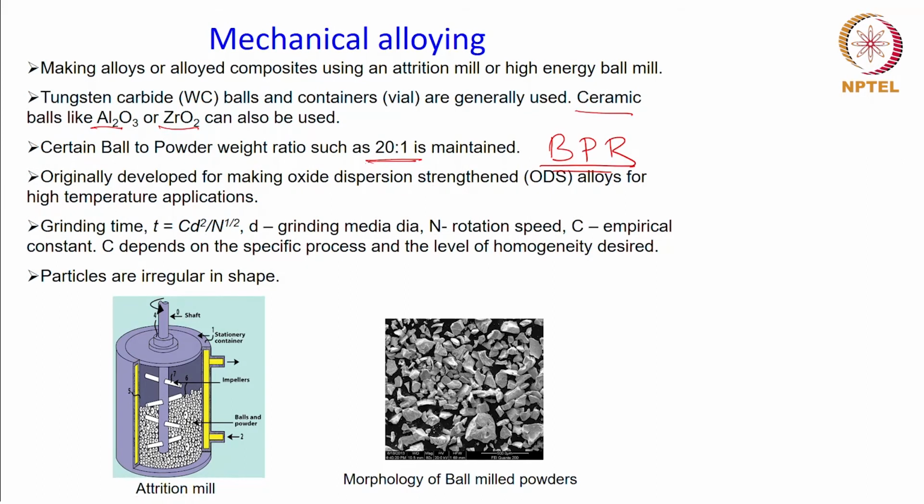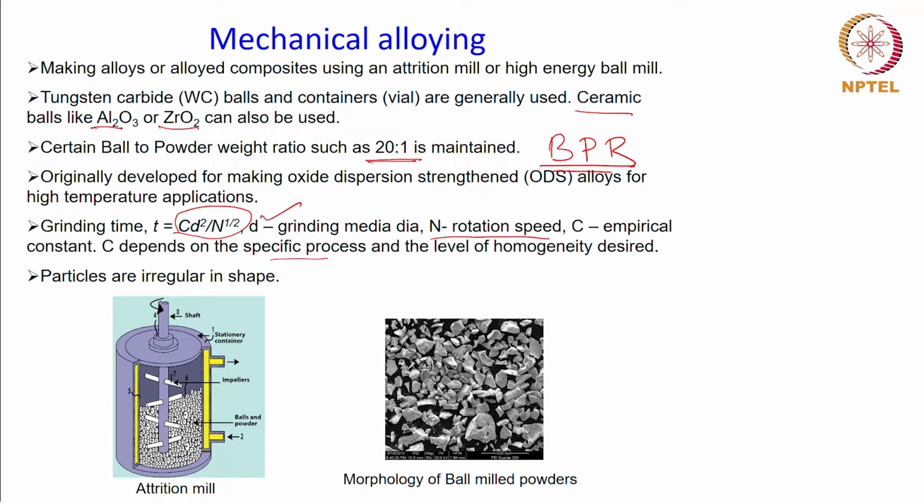Grinding time or milling time is a parameter, as I had mentioned before, and that time depends on certain other parameters which are given in this equation, wherein D is the size of the grinding media, that means the diameter of the balls, N is the rotation speed which is being used, and C is an empirical constant which depends on the specific process and the level of homogeneity which is desired.